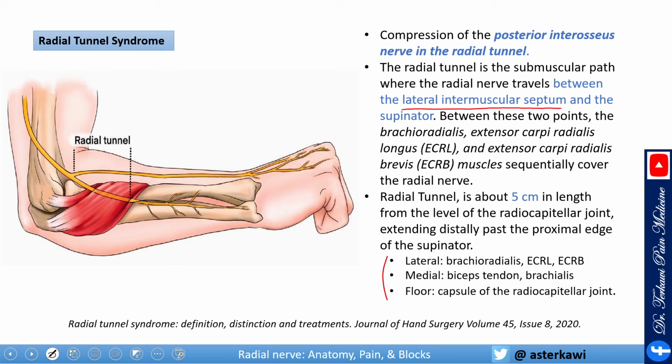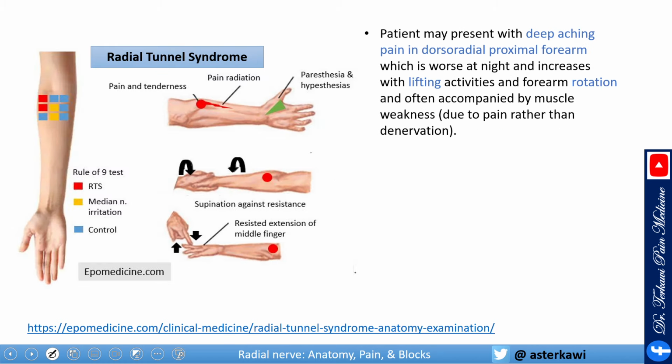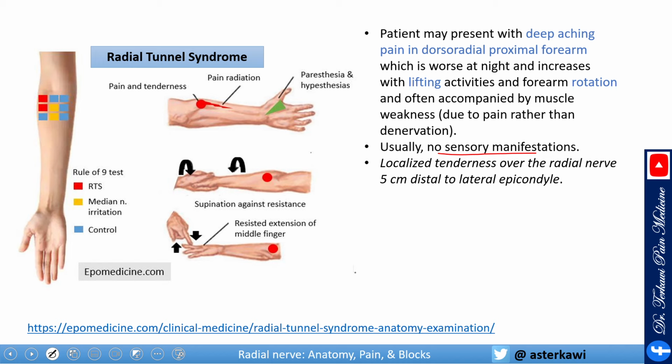These are the boundaries. The radial tunnel syndrome patient usually presents with deep aching pain in the dorsal or the dorsoradial proximal forearm, which worsens at night and increases with lifting activity and forearm rotation, and is often accompanied by muscle weakness due to pain rather than denervation. There is no sensory manifestation because, remember, the superficial branch is outside. And you can have a localized tenderness over the radial nerve 5 centimeters distal to the lateral epicondyle.